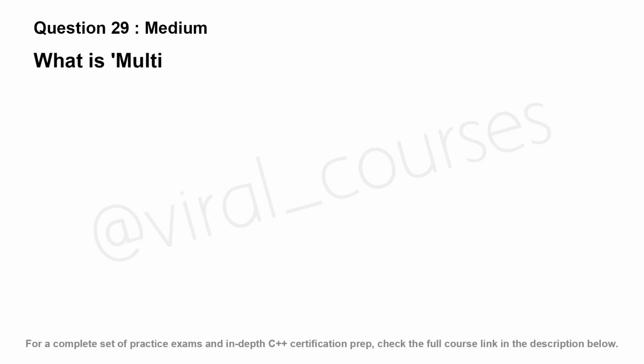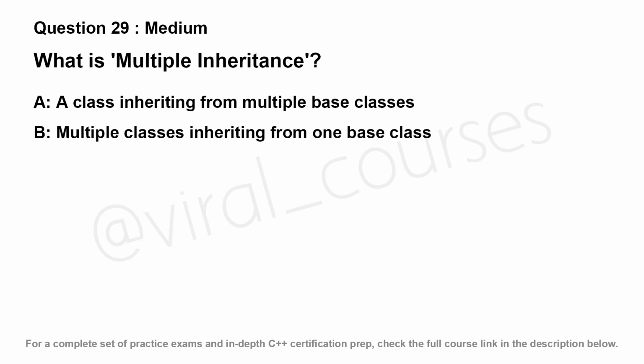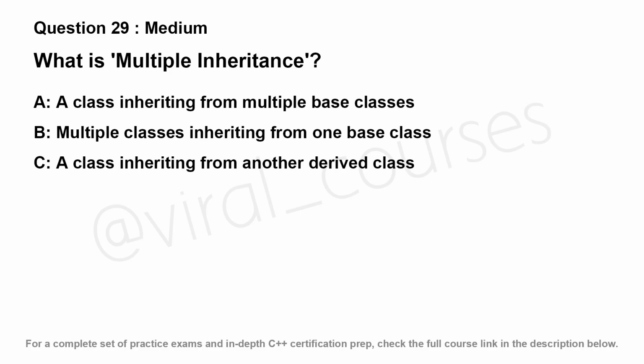What is multiple inheritance? Option A. A class inheriting from multiple base classes. Option B. Multiple classes inheriting from one base class. Option C. A class inheriting from another derived class. Option D. Inheriting from the same class twice.